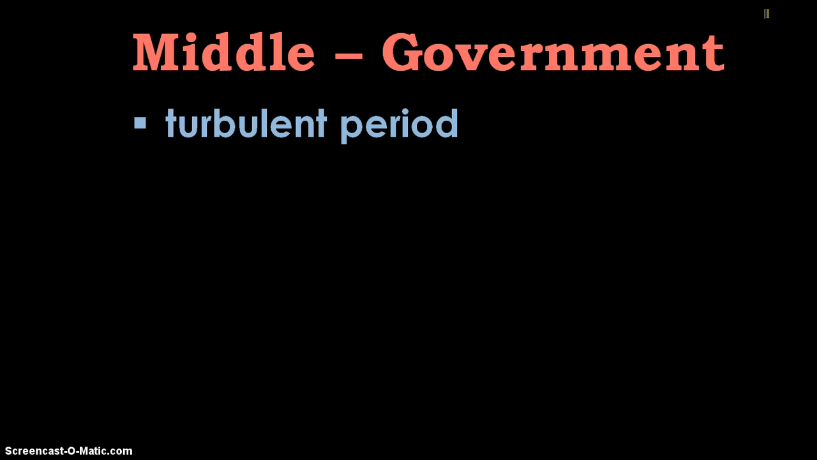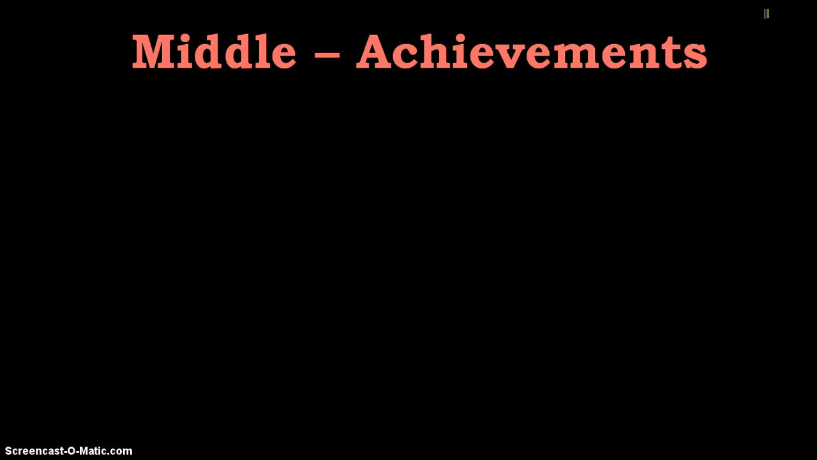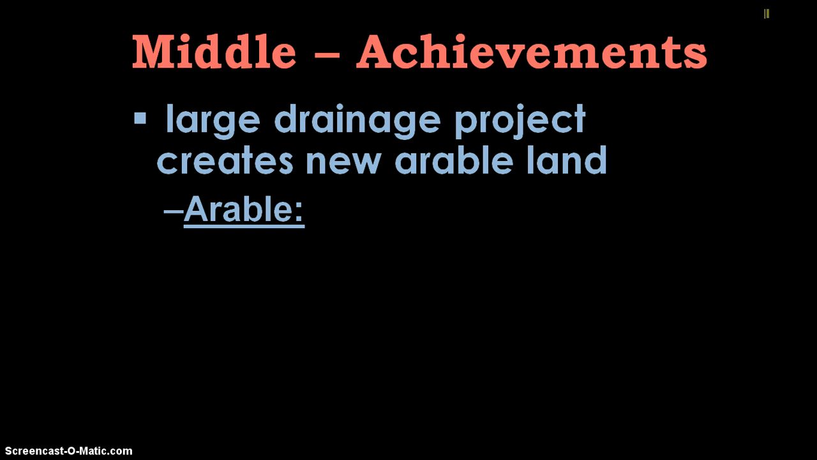It was a very turbulent period. A lot of corruption. A lot of the pharaohs were very corrupt. Rebellions were common because of that. But there were some achievements in the Middle Kingdom as well. There is a large drainage project that creates even new arable land.